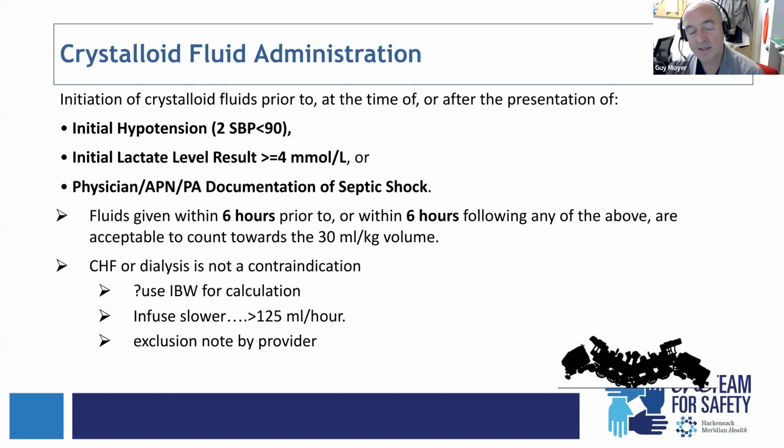If a patient has congestive heart failure or dialysis by history, it is not a contraindication to fluids. So the physician might want to use the ideal body weight for calculation. They might give you an order to infuse it slower or greater than 125 mLs per hour. And they also need to have some kind of exclusion note documented. So if they choose not to follow the protocol because of the patient's history, then they need to make sure that they document in their notes what the exclusion is and what the rate is and why they chose to do that.